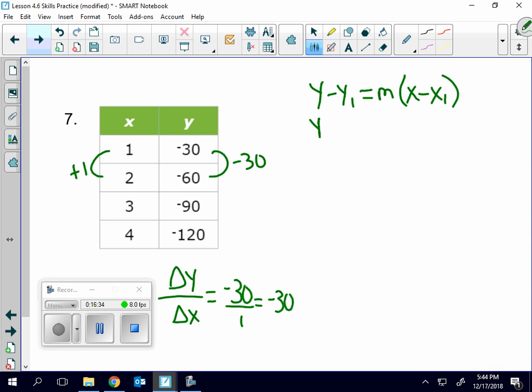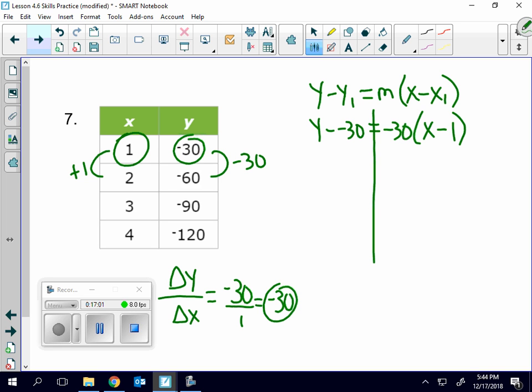So we have to use a negative because see all these y's are negative. So just pick one. Let's go ahead and use the top one like we've been doing most of the time. We're going to pick this one for y1. So it's y minus y1, which is negative 30. Slope is down here. It's also a negative 30 times x minus 1. We're going to distribute this negative 30.